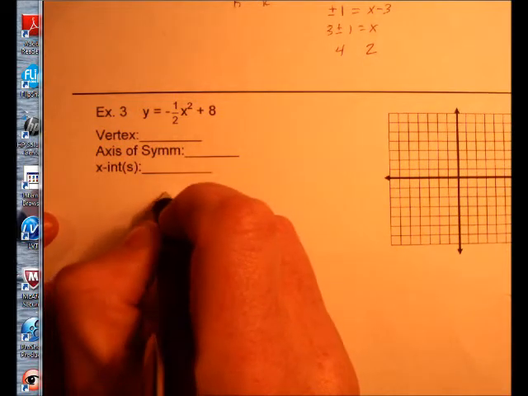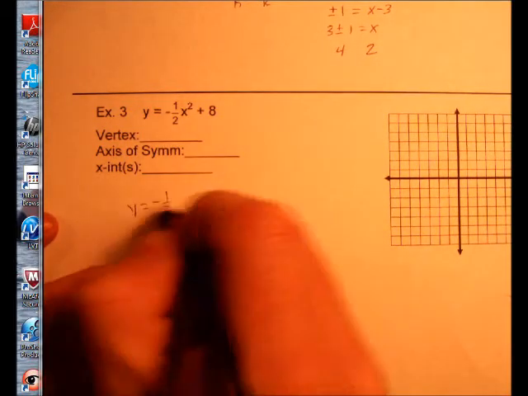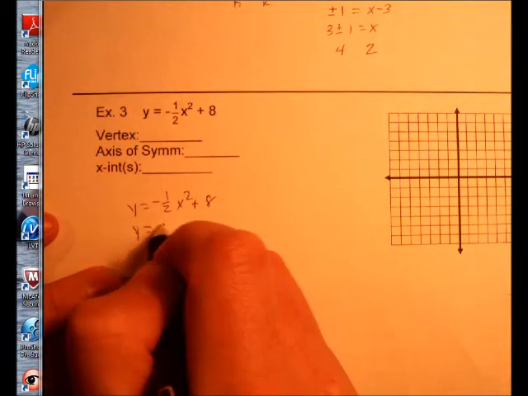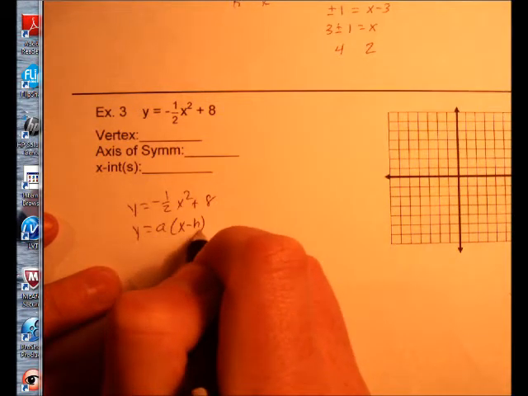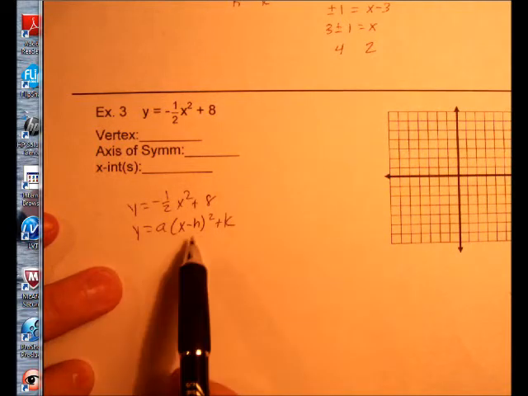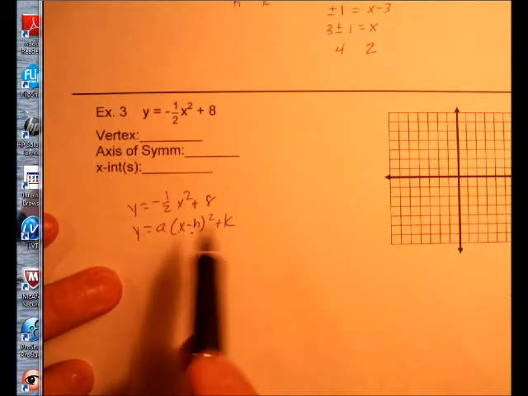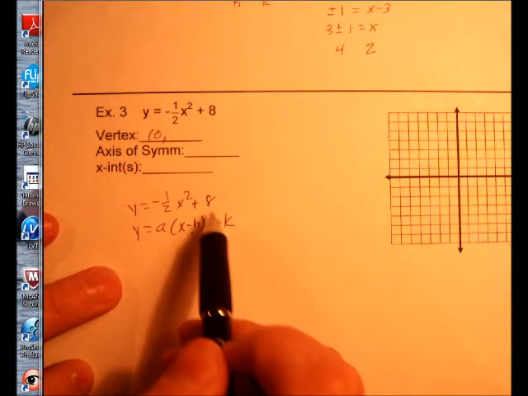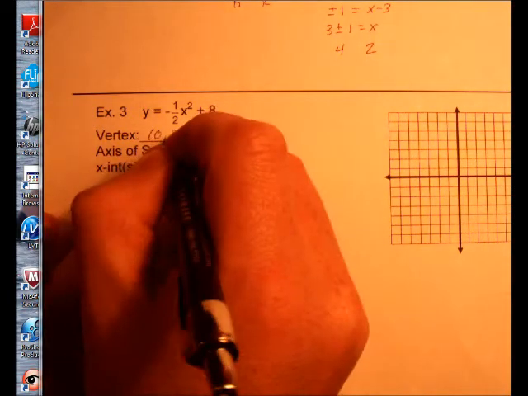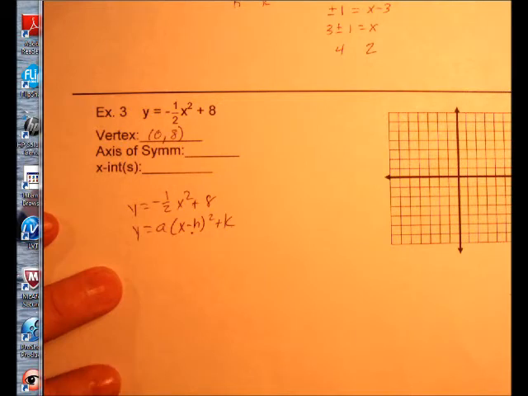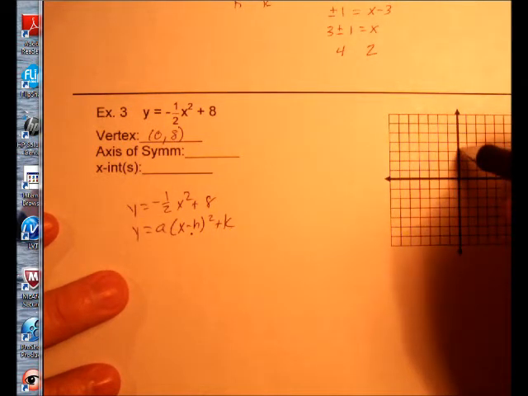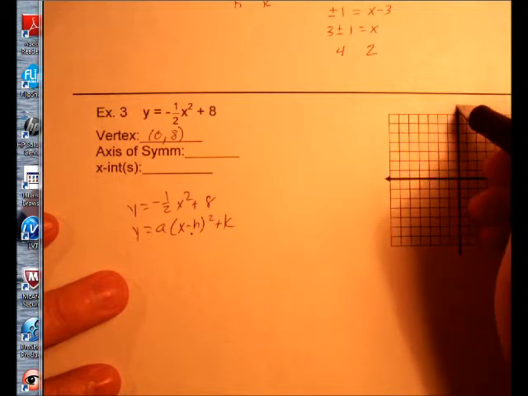If I compare this to a times x minus h squared plus k, I can already tell you my h is 0 because there's nothing in there with the x. And then the k value is 8. So that saved us a whole lot of time there. So 0, 8. 1, 2, 3, 4, 5, 6, 7. 1 off the graph there.